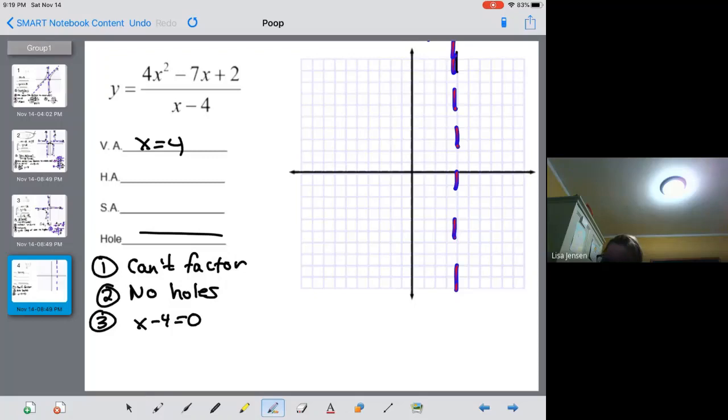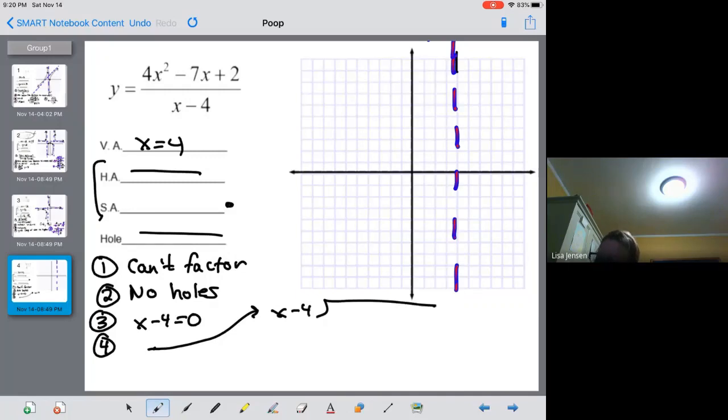But then when I look at horizontal or slant, it is a slant because the degree of the numerator is higher than the denominator. So that means I'm going to do some long division. 4x squared minus 7x plus 2. And when I do long division, I concentrate on the first terms here and ask myself, what do I multiply x by to give us 4x squared? 4x. So 4x times x is 4x squared. 4x times negative 4 is negative 16.